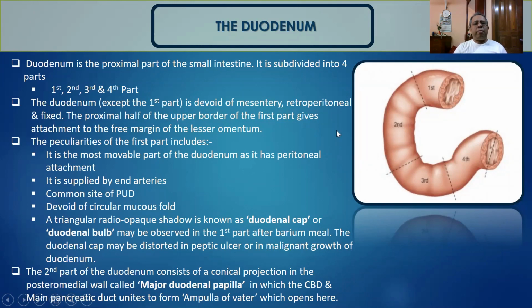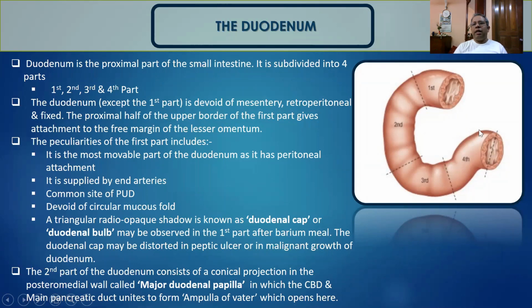So the duodenum is the proximal part of the small intestine. It is subdivided into 4 parts: first part, second part, third part, and fourth part. It is written there that the duodenum, except the first part, is devoid of mesentery. It is attached to the stomach. So the stomach is covered by a mesentery, peritoneum, and it is also covered by the peritoneum.